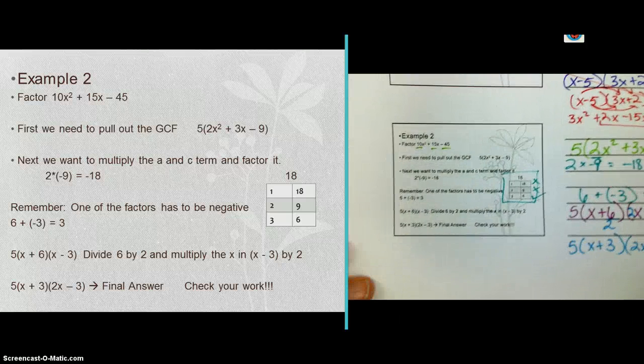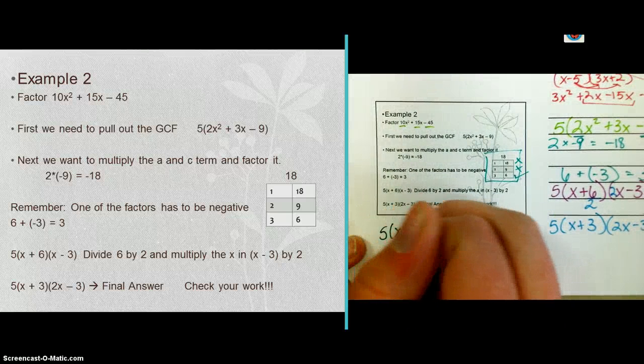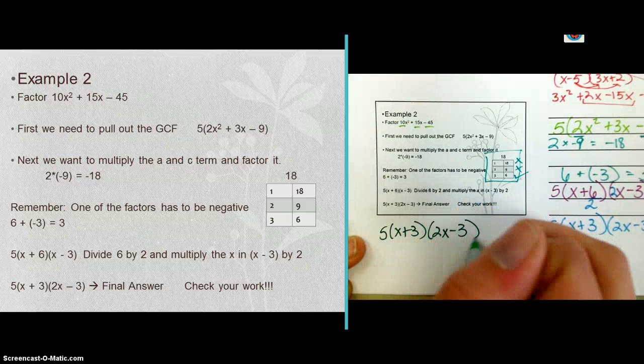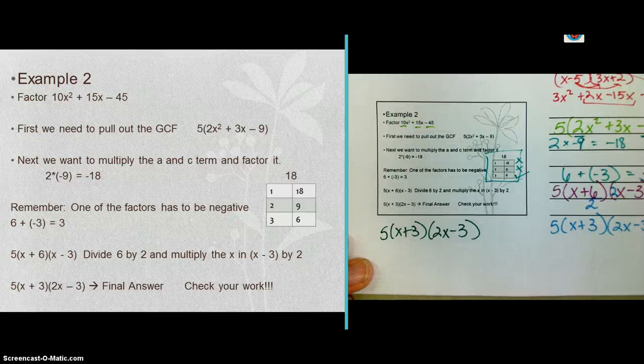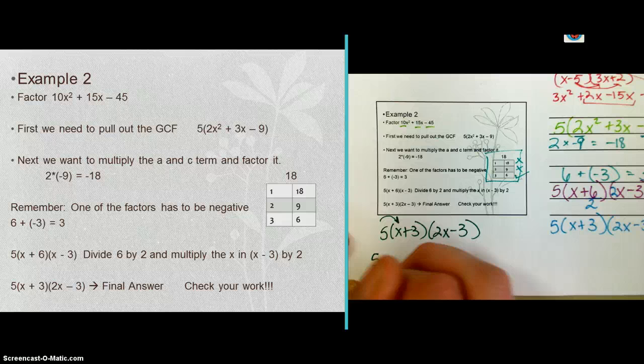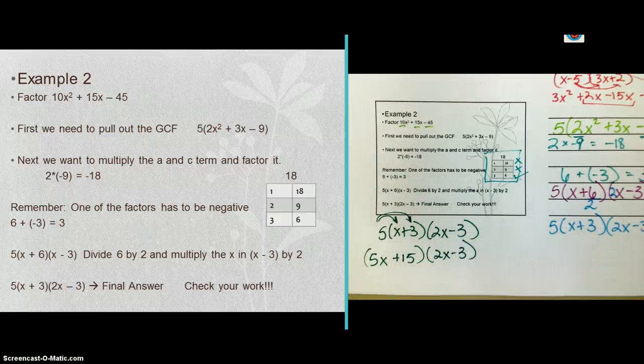So I'm going to work them over here, check my answer. I have 5x plus 3 and 2x minus 3. First I'm going to distribute this 5 to go ahead and get rid of that. If I distribute the 5 into the x, I get 5x, and the 5 into the 3, I get 15. And I'll just leave this one. You only have to distribute into 1.